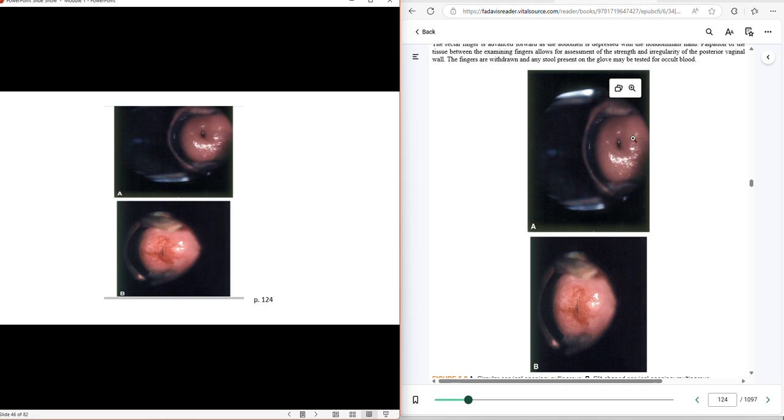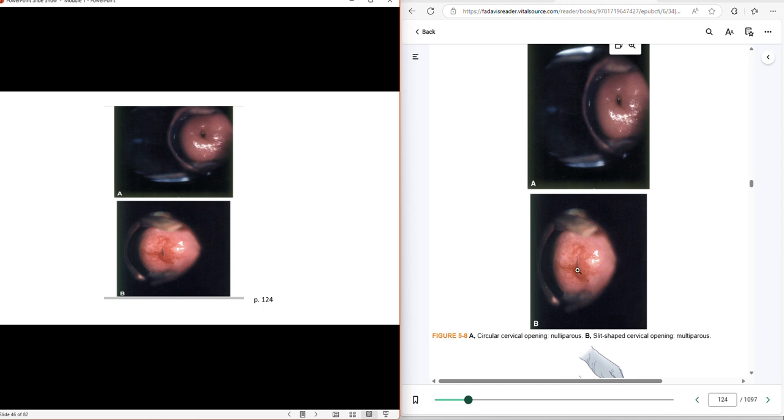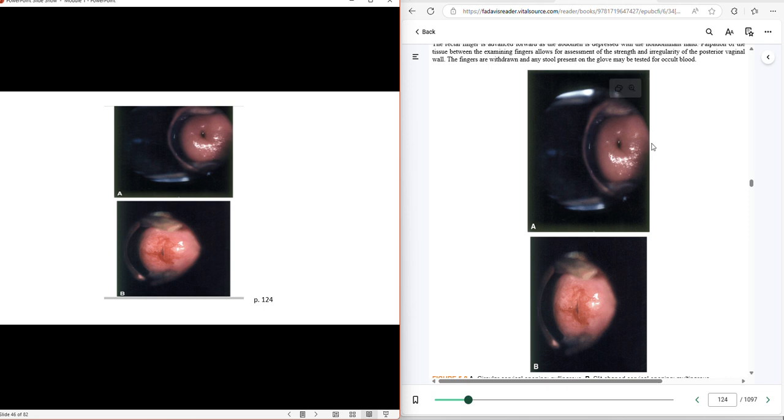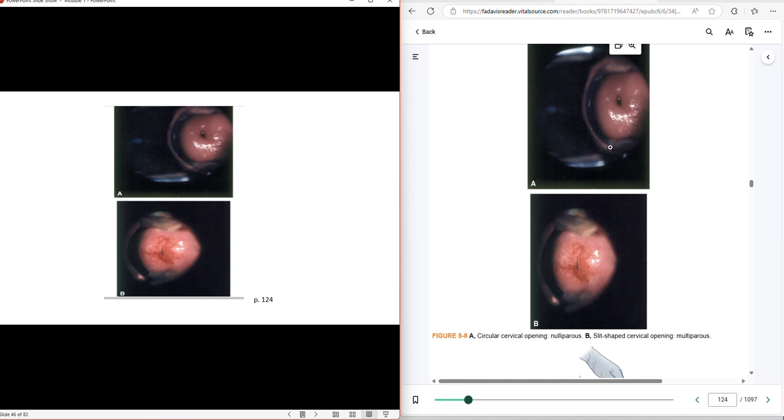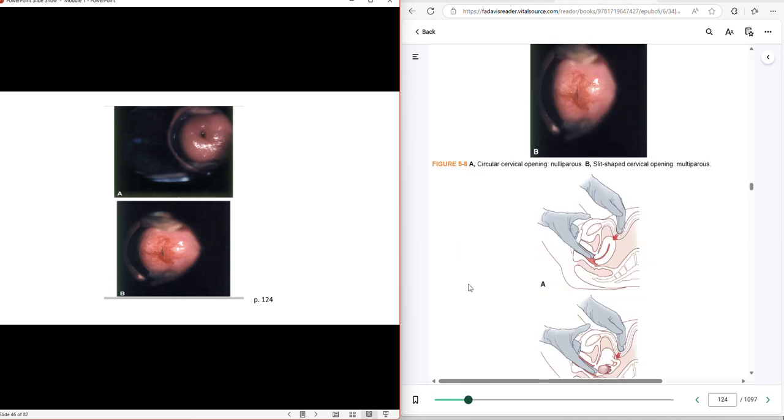pinpoint, an O, and then B is a slit. This means there's been a fetus, a baby, born out of this cervix. Okay, it's a slit shape, multiparous. Okay, so nulla is going to look like this. When it's a slit, that means it's been opened, it's been dilated, it's had a birth come out of it. So make sure you understand that.